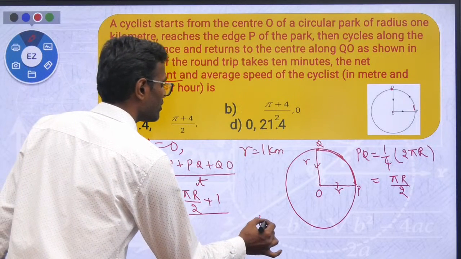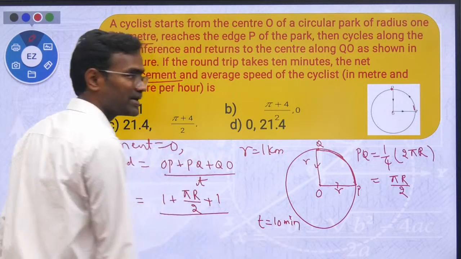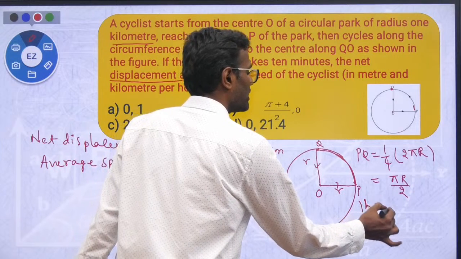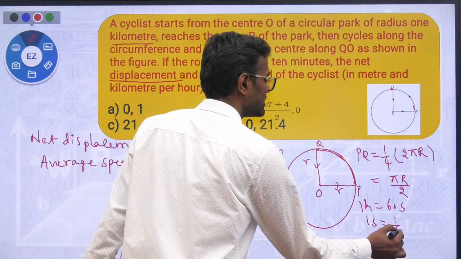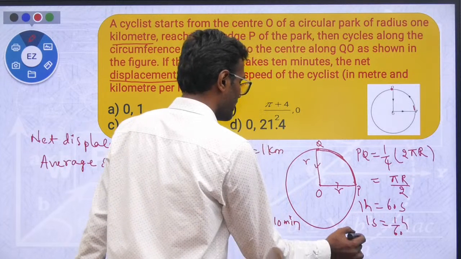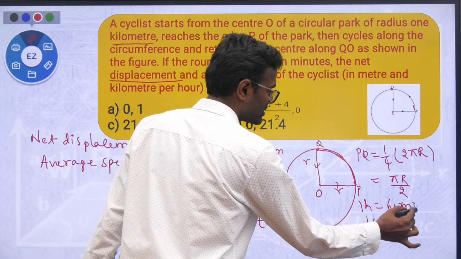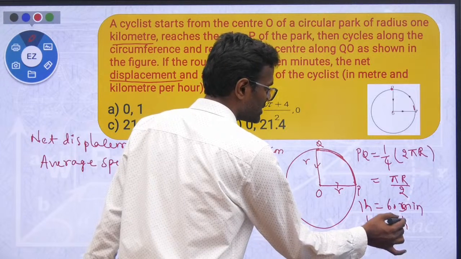So time is equal to what? Time is equal to 10 minutes. As you know, 1 hour is equal to 60 minutes, then 1 minute is equal to 1 by 60 hours.